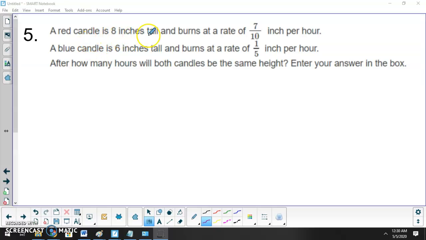Red candle, it starts there, burns at this rate per hour. So once again, boom, multiply the rate times how many hours. Okay, blue candle has a 1/5 inch per hour rate. How many hours will it take to be the same height?